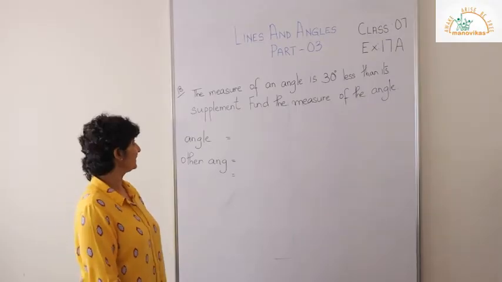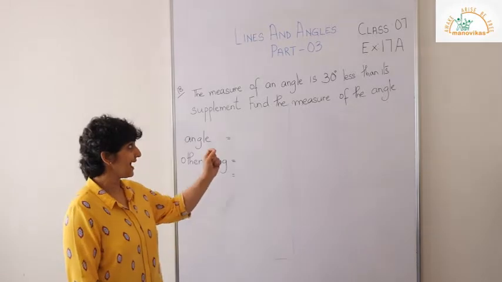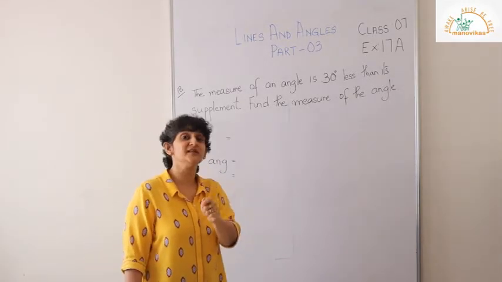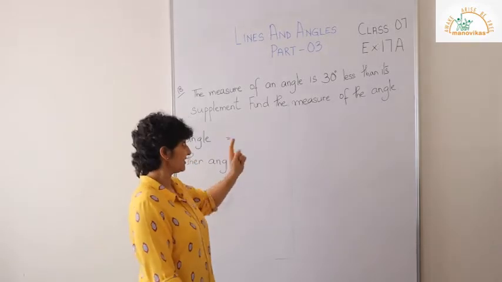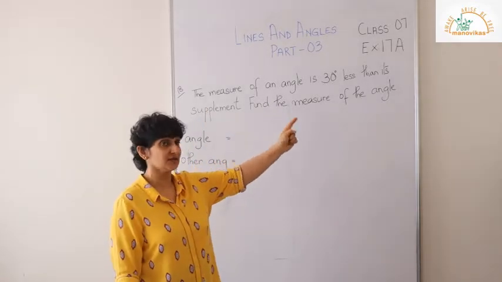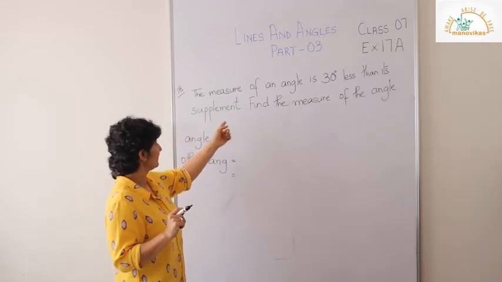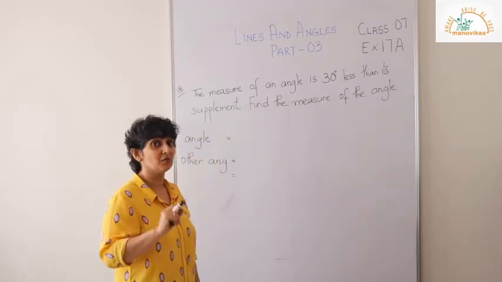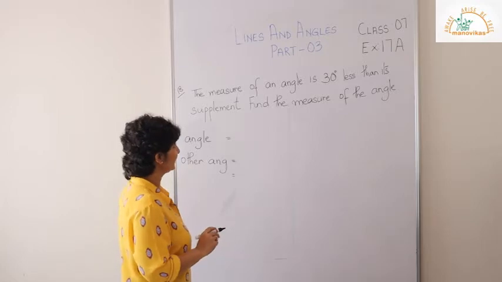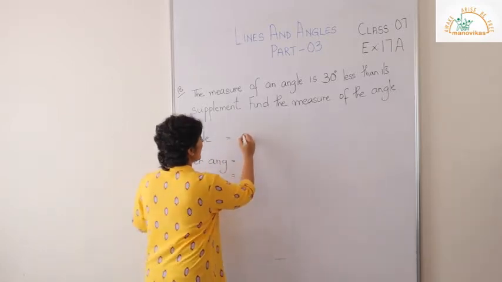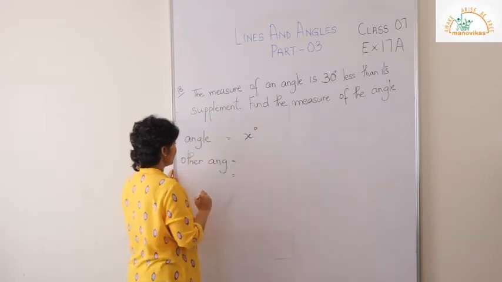Children, let's read question 18. The measure of an angle is 30 less than its supplement. Less means you're going to subtract. When you say supplement, it means the sum of the measures is 180 degrees. Find the measure of the angle. So that means one angle of yours is x degrees.